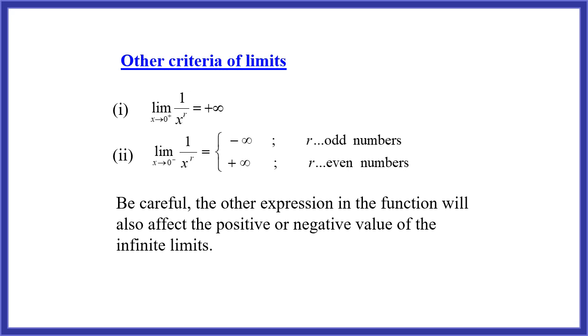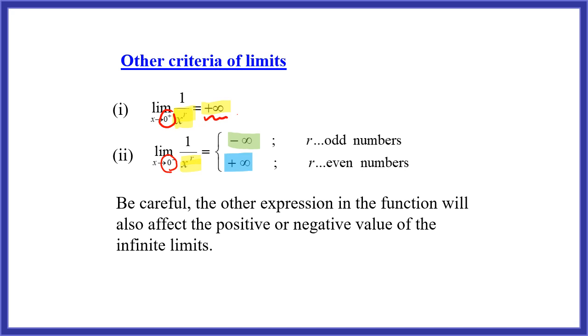So, other criteria of limits. If we have the limit of 1 over x to the power of r, so this is a polynomial, as x approaches 0 from the right side, directly it will go to positive infinity. But if we have 1 over x to the power of r as x approaches 0 from the left side, this one, from the right side, we have positive infinity. This one we have a negative, from the left side, we will have either negative infinity or positive infinity depending on the type or the value of r.